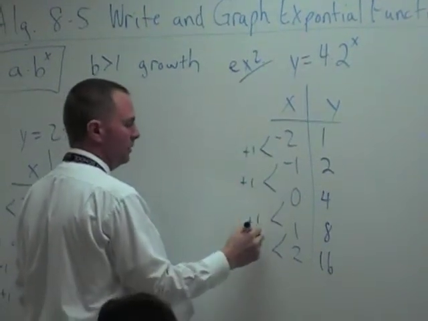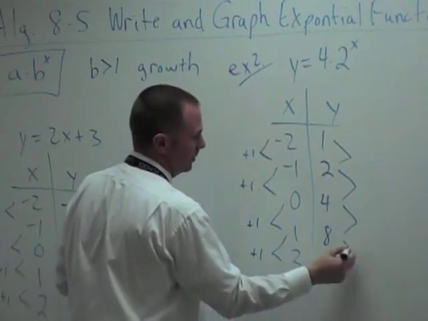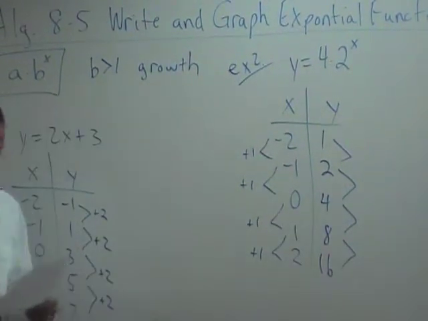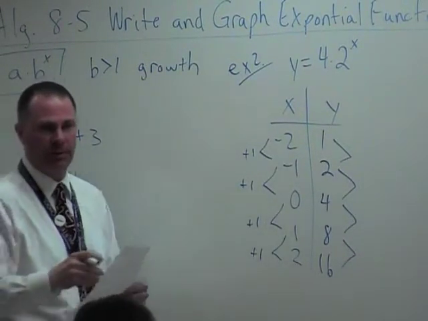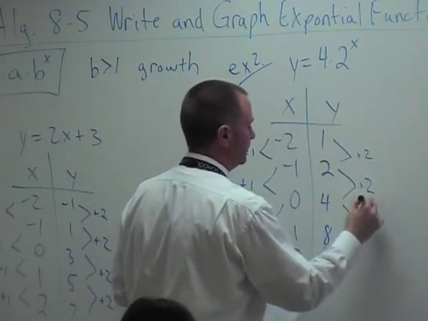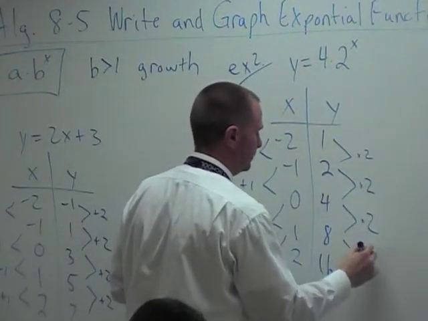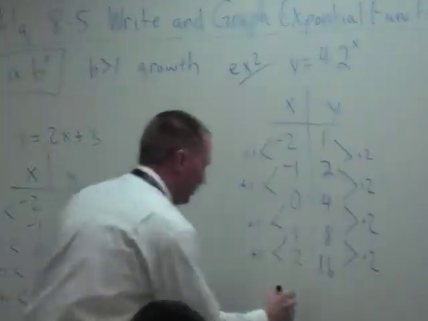Left side, we're adding 1 on each one. What is going on the right side? What are we doing on the right side? Yeah, we're multiplying by 2. Whoa. This is exponential.